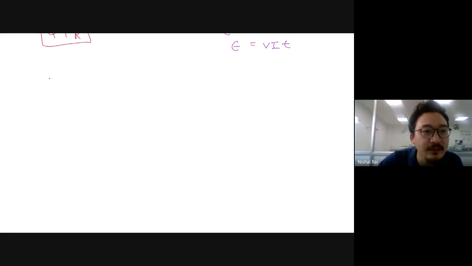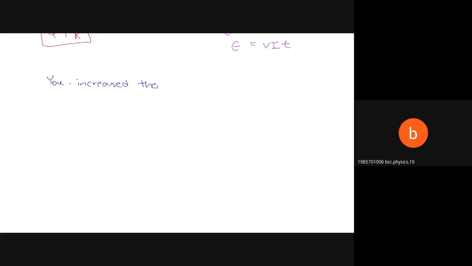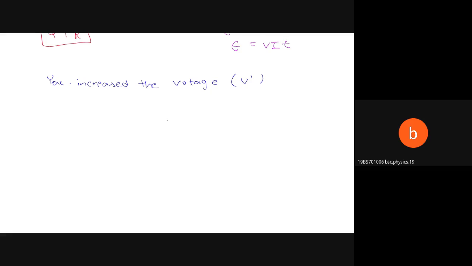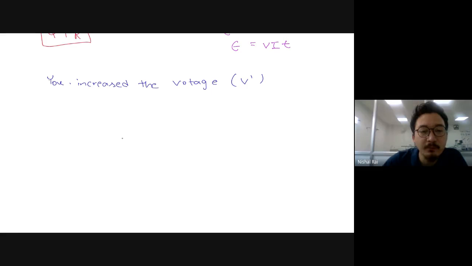Now next, what you did is you increase the voltage, let's say to V prime. If you increase the voltage, what will happen? Energy delivered will be more. So the difference in temperature will be 10 degrees. The rate you are not changing, you are just increasing the voltage. Will this still hold?